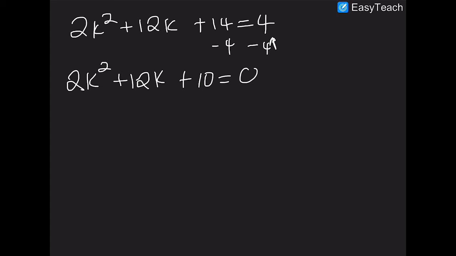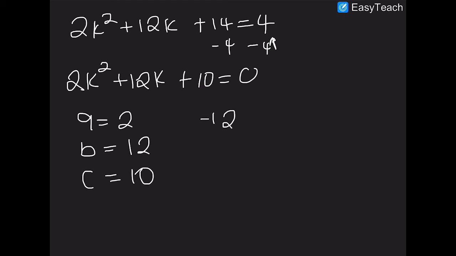Again, we're going to label a, b and c. So now we're going to plug in the values. And I know the formula in my head. Now, we have negative b plus or minus the square root of b squared minus 4ac, over 2a.